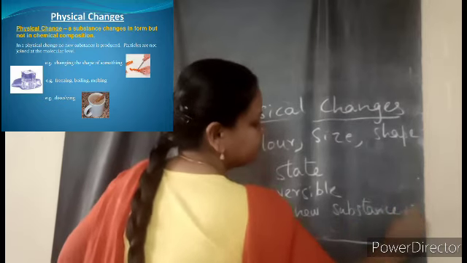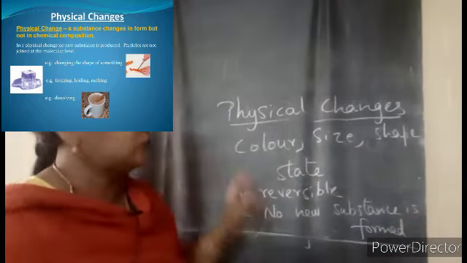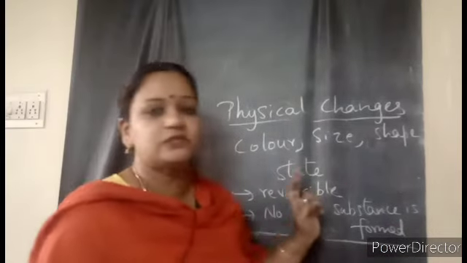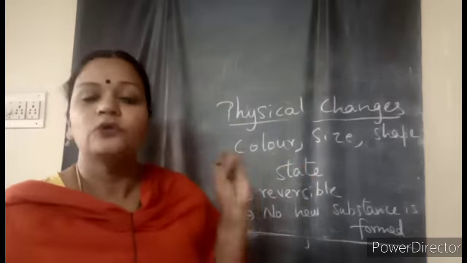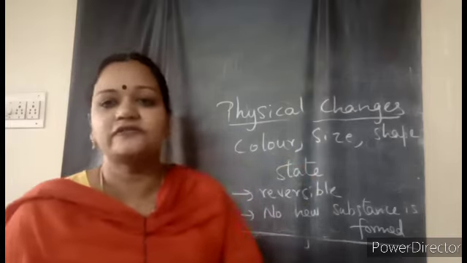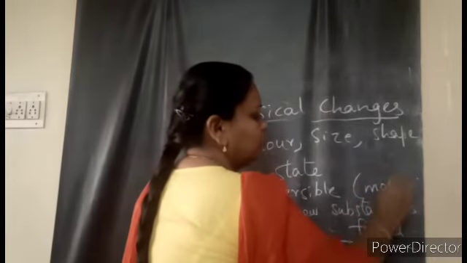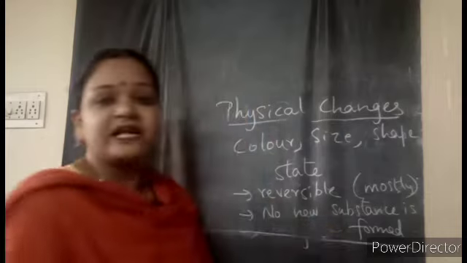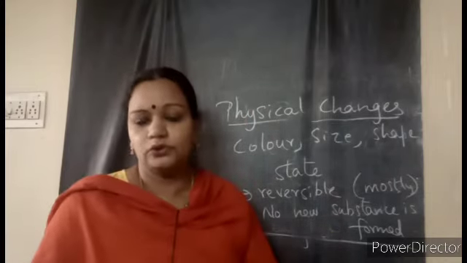No new substance is formed in any of these examples we discussed. So color change, size change, shape change and state change, we say they are the physical properties of any substance. Such changes are called physical changes. Mostly, though not always, they are reversible. We can get it back, and no new substance is formed.